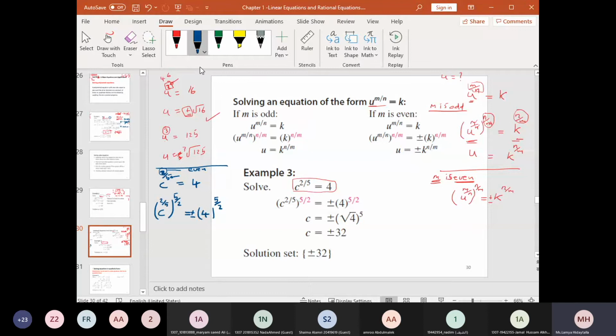Okay, and you have the calculator if you want to solve, or easily, because this is plus or minus the square root of 4, and then to the power 5. What is the square root of 4? It is 2. So plus or minus 2, and then to the power 5. So 2 to the power 5, which is 32. So it is plus or minus 32. Okay, so I have two solutions: C equals 32 and C equals minus 32. And if you take it and substitute it here, you're going to get 4. Clear?